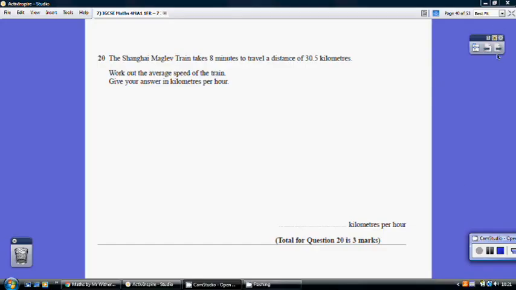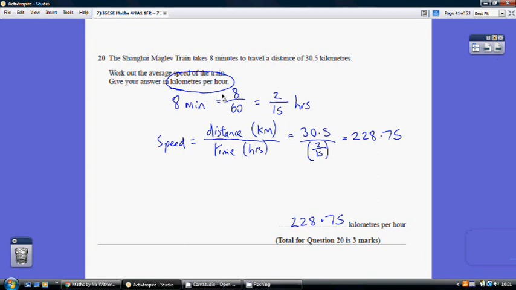Question 20. So we're told that the train takes 8 minutes to travel a distance of 30.5 kilometers. So 8 minutes, how long is 8 minutes? Well, 8 minutes is 8/60th of an hour. So that's 2/15 of an hour. Right, now how do you work out speed? Well, speed is distance divided by time.